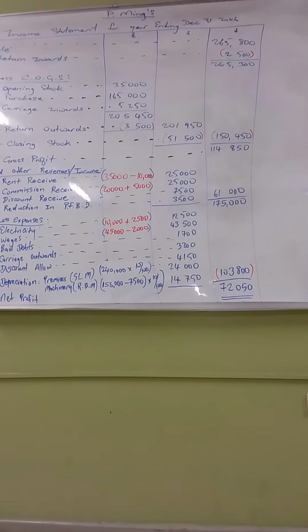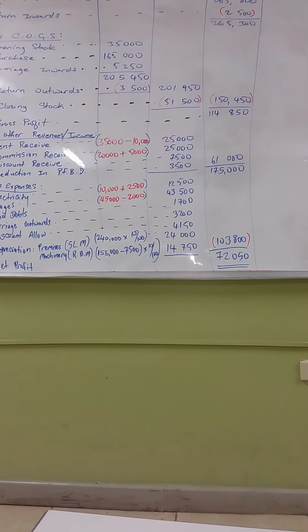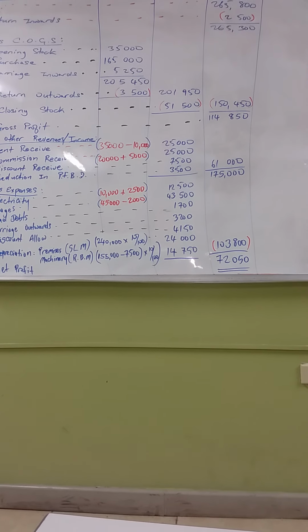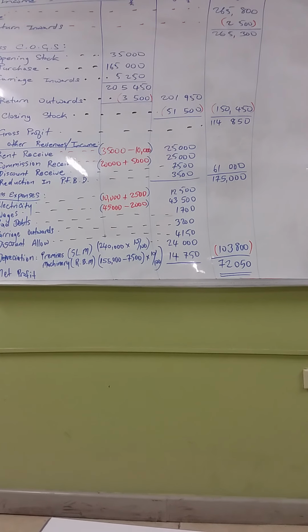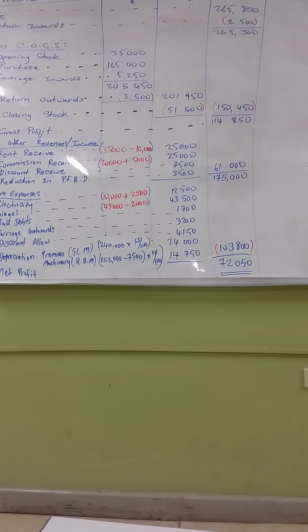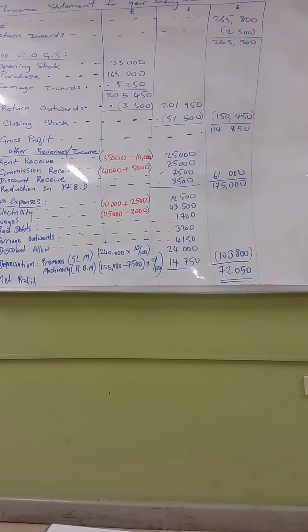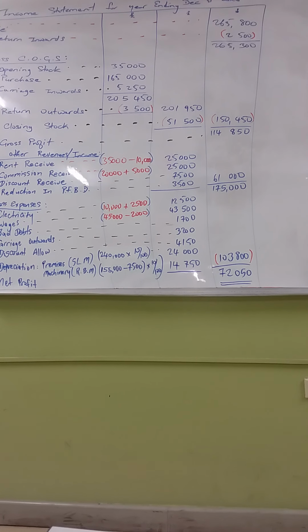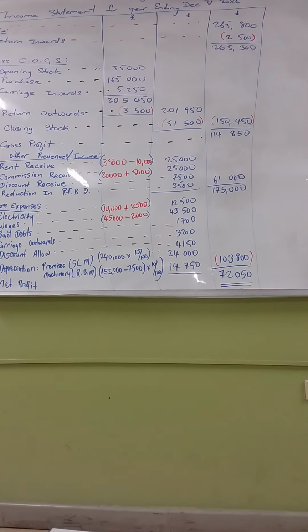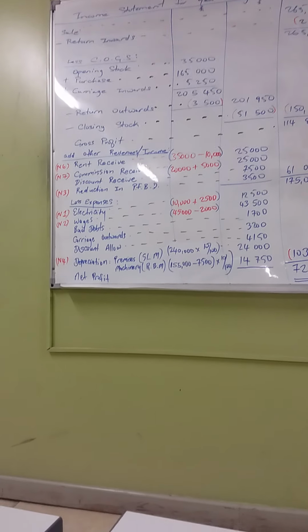All right. So you add that section there. When you add that section, the 25 plus the 25 plus the 7,500 plus the 3,500 give you a total, which we put to the far right, of 61,000. That 61,000 is now added to your gross profit to give you 175,000.